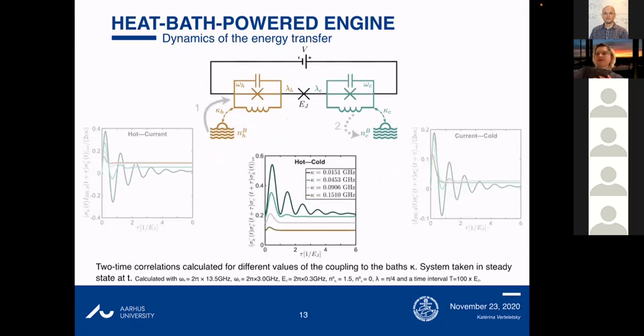And if we look at the two-time correlation function for the emission from the hot bath and the emission into the cold bath, we can see exactly the same behavior. That was interesting for us because we could see that underneath that average value of the current, which is positive if the engine is working properly, it's not just a steady, constant positive current.